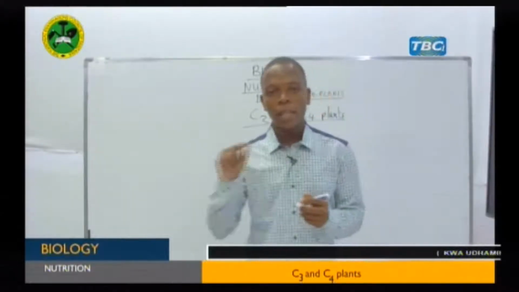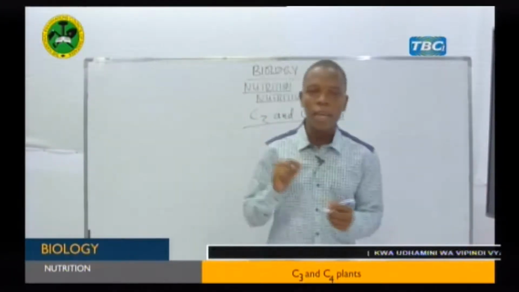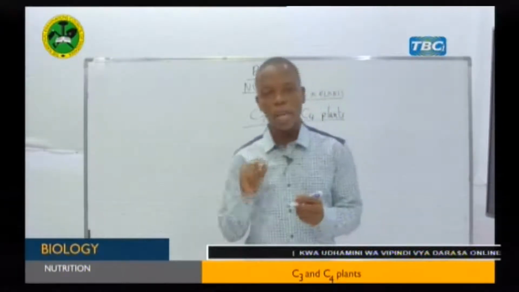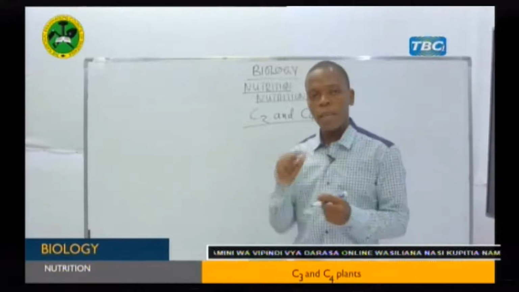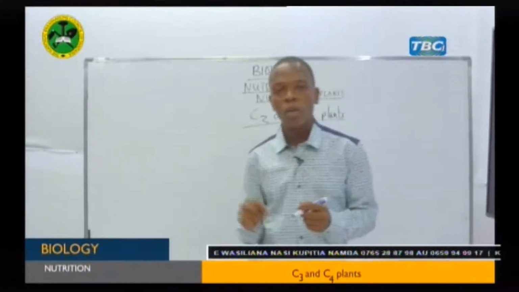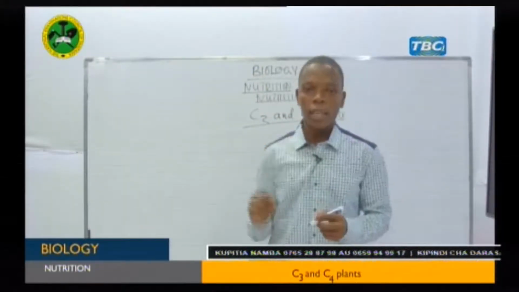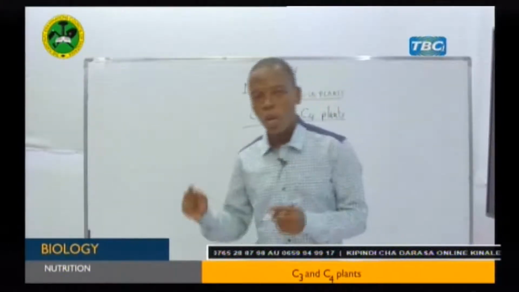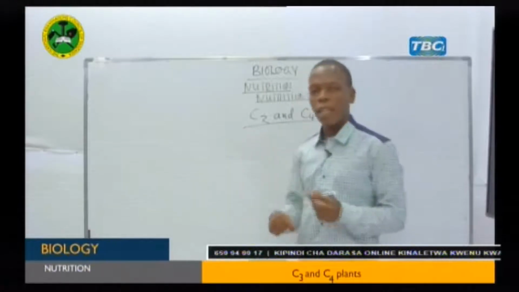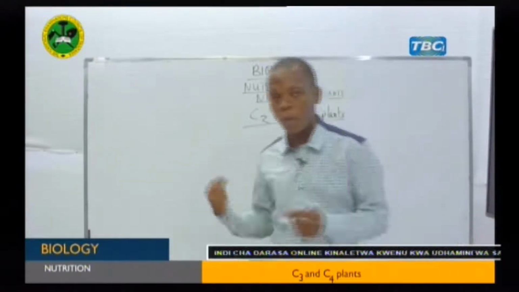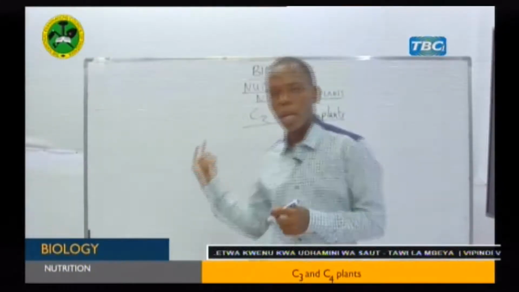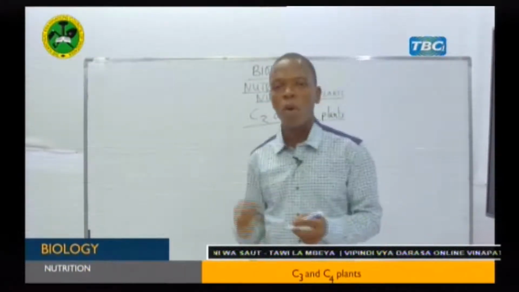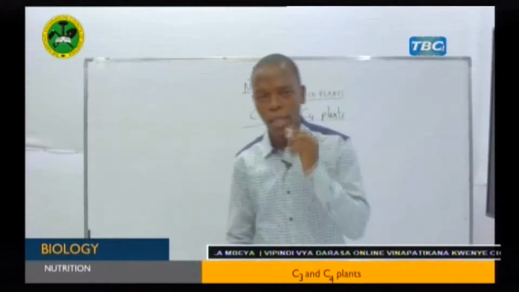In C3 plants, the first stable product to be formed has 3 carbons, and this is known as phosphoglyceric acid. In C4 plants, the first stable product to be formed has 4 carbons, and this is called oxaloacetic acid. Today we are going to see what a C3 plant is, what a C4 plant is, what happens during C3 plant photosynthesis, and also what happens in C4 plants. Starting with C3 plants.